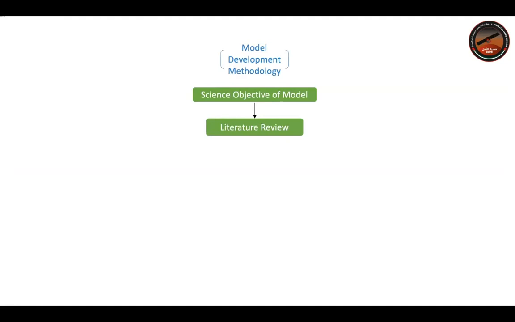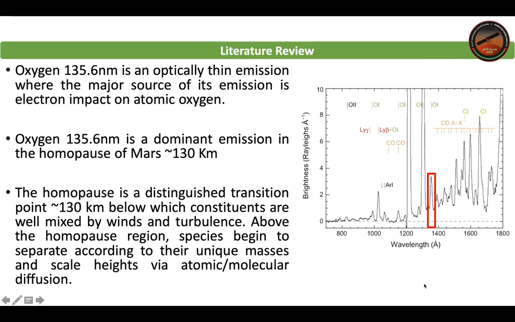Going into literature review, just giving some information about the band here. You can see that I bordered it here, oxygen 135.6. What do we know about oxygen? It's an optically thin emission. The major source of this emission is electron impact on the atomic oxygen of that band. It is quite dominant in the homopause of the Martian atmosphere, which is around 130 kilometers. The homopause is like a transition point where the constituents below it are very well mixed. And then above that region, the species begin to separate according to their unique masses and different scale heights, whether it's through atomic or molecular diffusion.